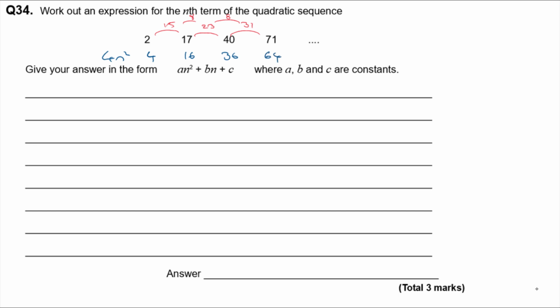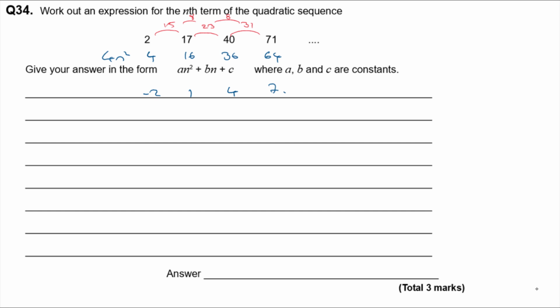Then subtracting, I get 2 subtract 4 is minus 2. 17 subtract 16 is 1. 40 subtract 36 is 4. And 71 subtract 64 is 7.